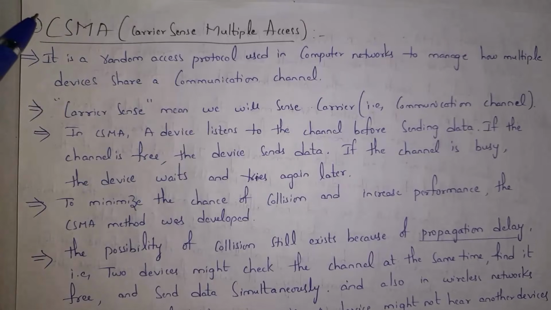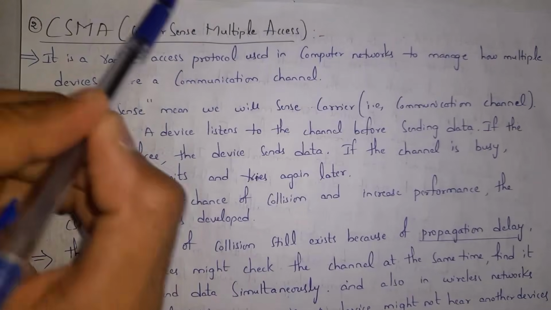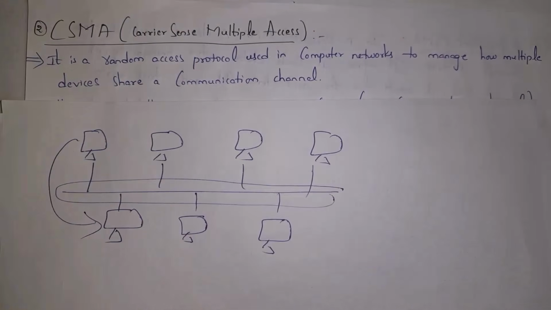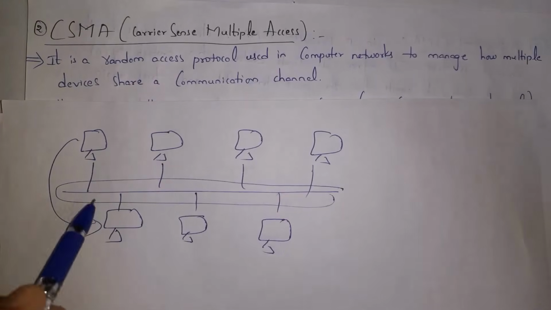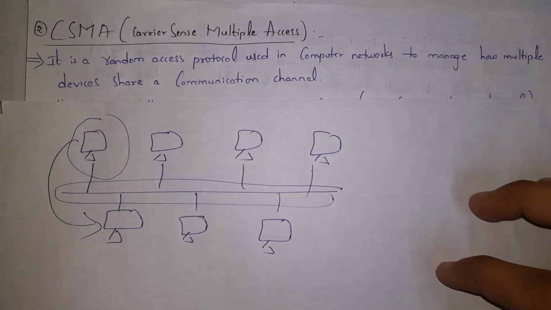CSMA stands for Carrier Sense Multiple Access. The name itself says carrier sense. Here, the carrier is nothing but a single cable. As all devices are connected to a single cable, if any device wants to send data, at first it will sense the carrier. That is, it will check whether any other device is sending data or not. If no device is sending data, then this device will send data.